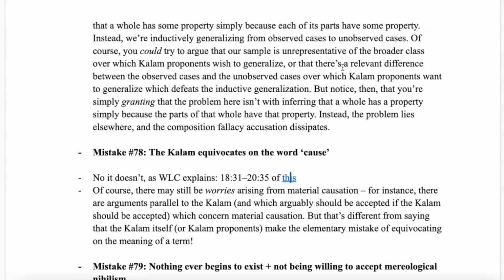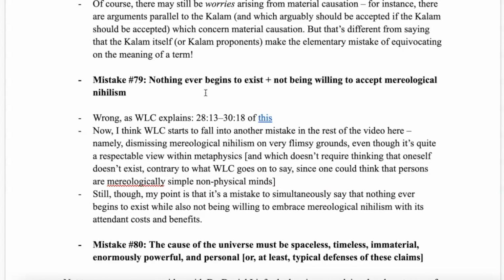No, it doesn't. Alright, on to mistake number 79, saying that nothing ever begins to exist, while also not being willing to accept mereological nihilism, which is arguably a consequence of that statement. If you want to make this sort of criticism that many internet atheists are wont to make, that nothing ever begins to exist, then they need to be willing to accept mereological nihilism. So let's get into the William Lane Craig video that we just watched.